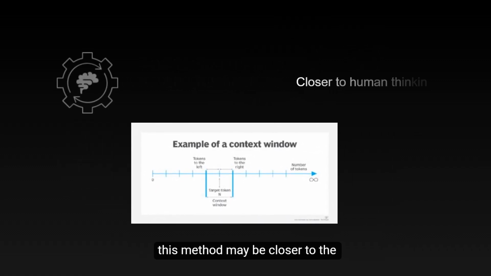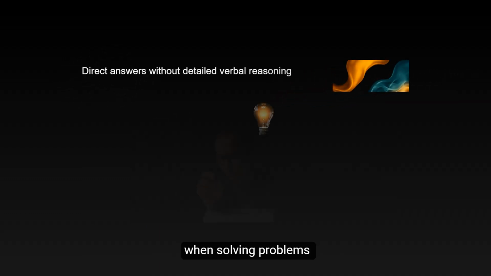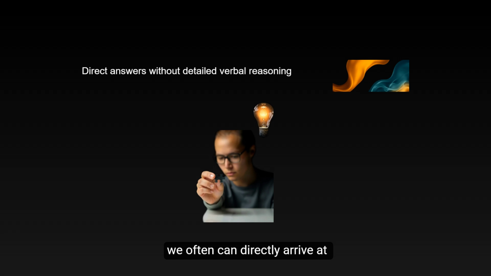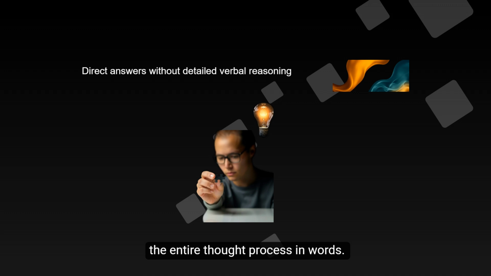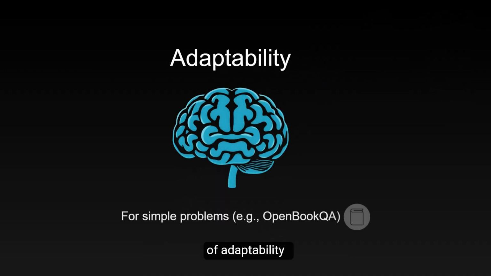Most importantly, this method may be closer to the actual way humans think. When solving problems, we often can directly arrive at the answer without necessarily being able to accurately describe the entire thought process in words. Moreover, the model has a notable feature of adaptability.